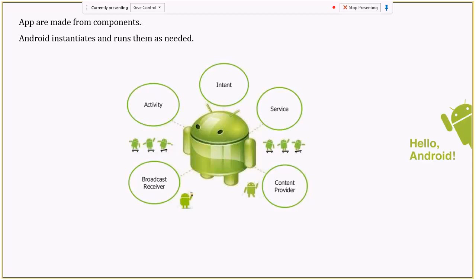Okay, so just a quick view of what comprises an app. Apps are made from these five components. Android will instantiate and run them as needed. The first one here is the activity, as I talked about. An activity is just a UI, one UI wherein the user performs one action.